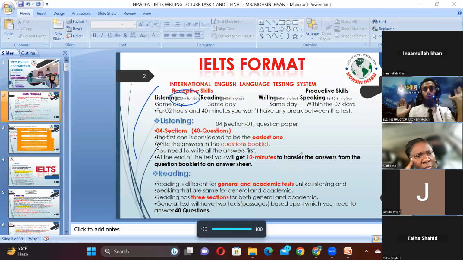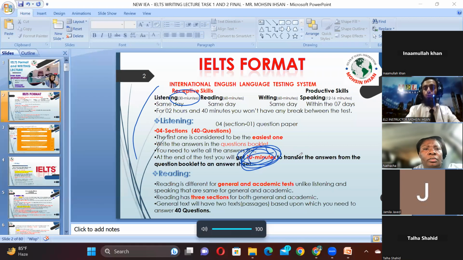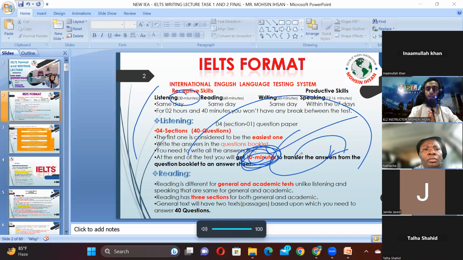Wrong spelling, whatever, however you write, that is fine. Just try to focus only on the question. I'm going to pick only the answer. That is my goal, not to write the correct and exact spelling on the question sheet. But later on, the 10 extra minutes will be assigned to you to transfer all the answers to the answer sheet. At that moment you must focus 100% on each single spelling.